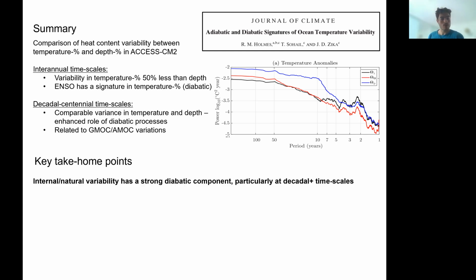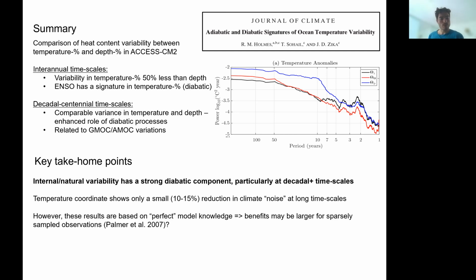So the main take-home points are that internal variability has a strong diabatic component, particularly at decadal timescales. And so this meant that we only saw a small reduction in climate noise going to the temperature coordinate from the depth coordinate. Now, this differs a little bit from the results of Palmer et al., and I suspect that the reason for that is because we have perfect model knowledge of everything that's going on in our model, whereas his analysis was observationally based, and so going to temperature coordinates might have more advantage in removing some of those sparse sampling biases that you get from that analysis.